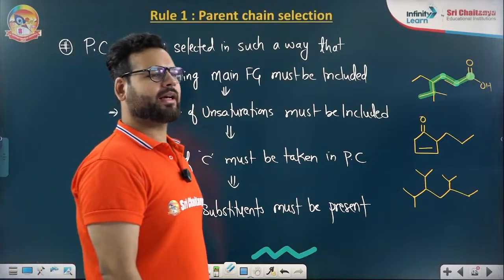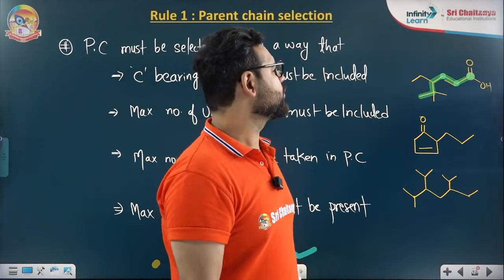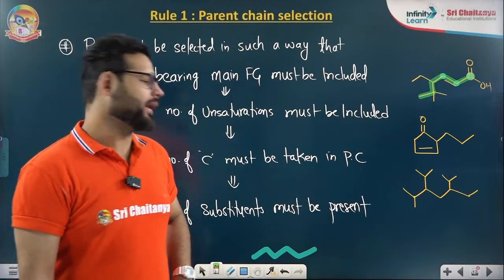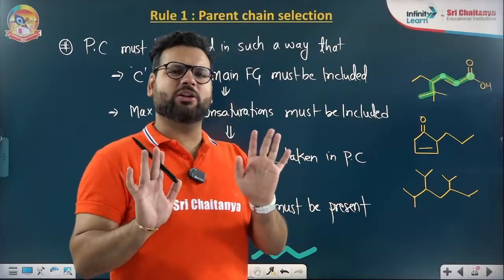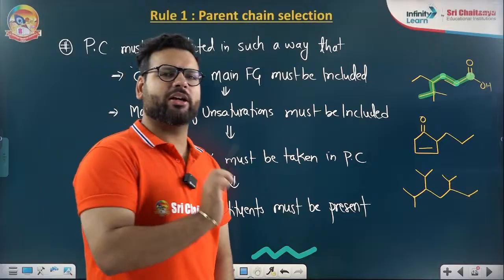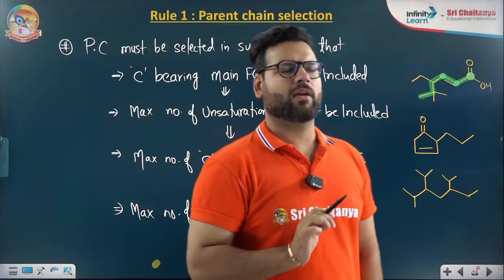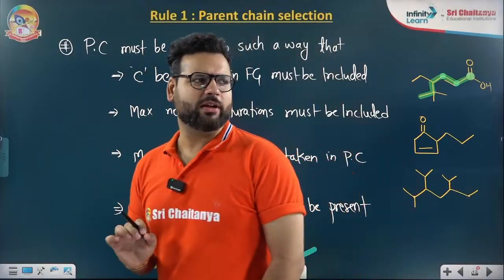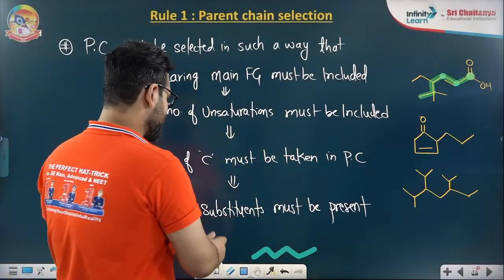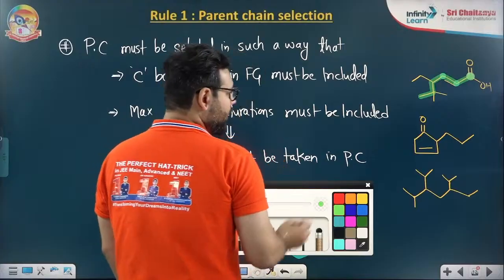4-ethyl 5,5-dimethyl hex-2-enoic acid. Very good. Correct. Chandana has given the correct answer. Naming is fine. You will do the naming after some time. Is the parent chain selection clear to everybody? Clear. Okay. Next one.